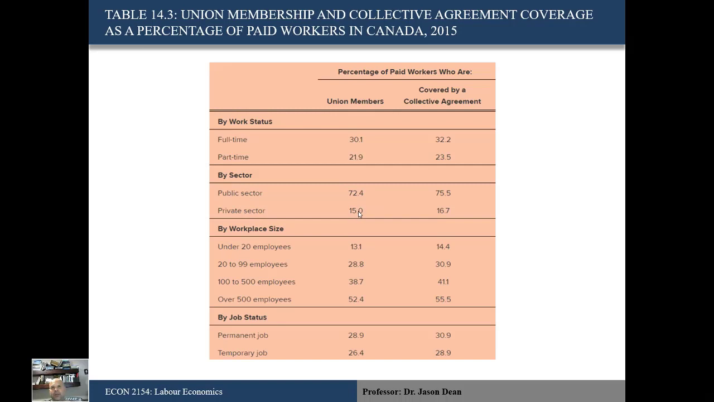If we're looking at our union member measure, and this is the percent of the civilian labor force that's unionized, we can see that the public sector has a 70.4% density rate compared to the private sector. So there are substantial differences between the public and private sector.